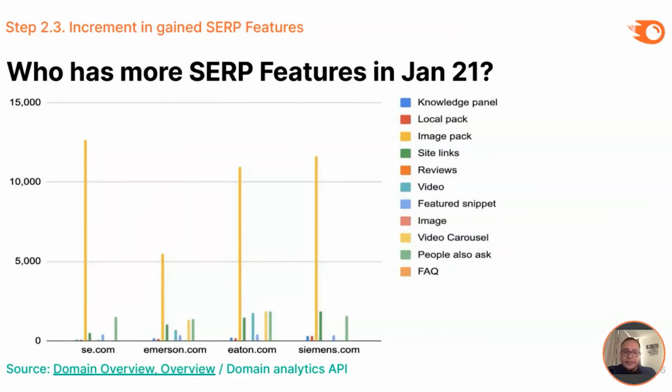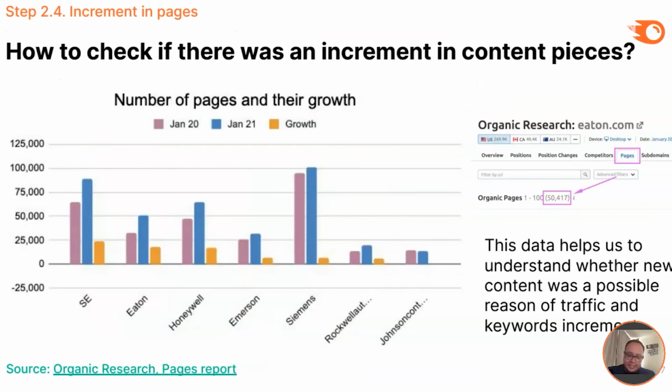Then you can see who has more search features in January 21, so at the beginning of this year when we had the lockdown. You can see that one of the companies has not only People Also Ask, but also the image pack. They have their products, they have all the images in really good shape, basically all of them. Then you can see the sitelinks, and then the People Also Ask result. So basically people are asking questions, but they want to see visual proof of the result.